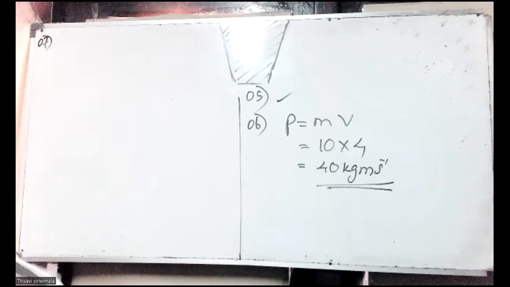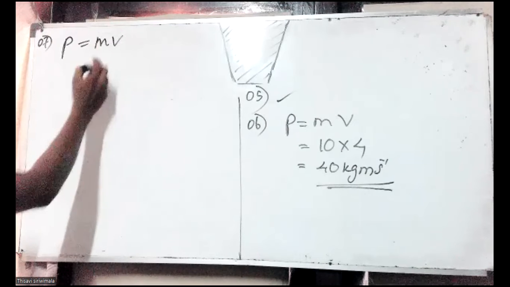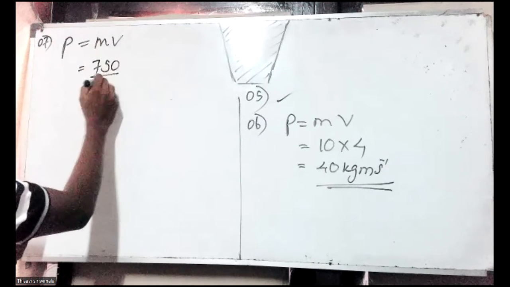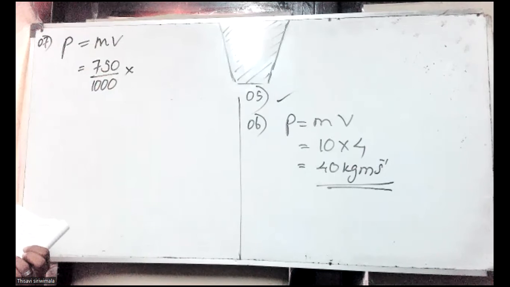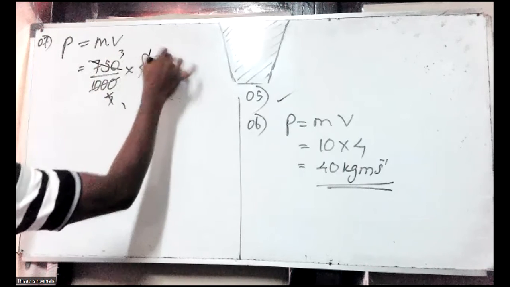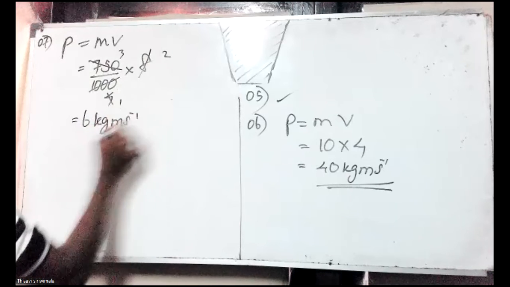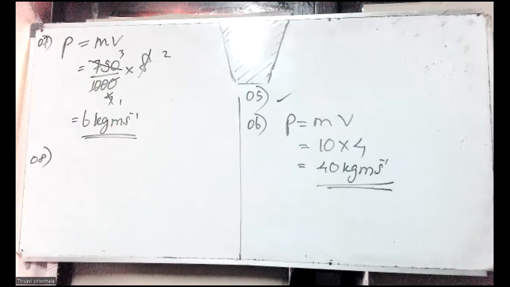Right, question number 7. The mass of an object is 750 grams at a certain instance. The velocity is 8 ms minus 1. What is the momentum? P equals mv. Mass 750 divided by 1000, into 8 ms minus 1. Simplifying, the answer is 6 kg ms minus 1.